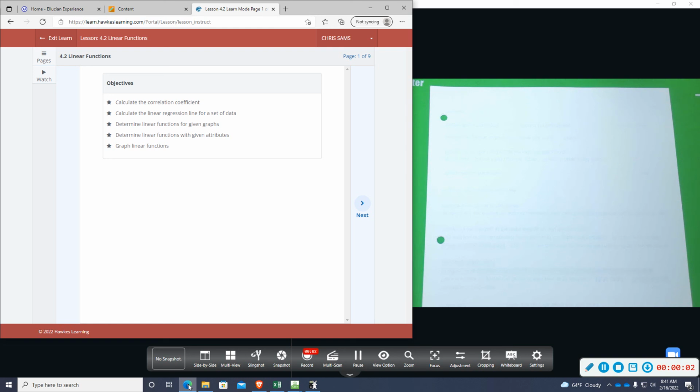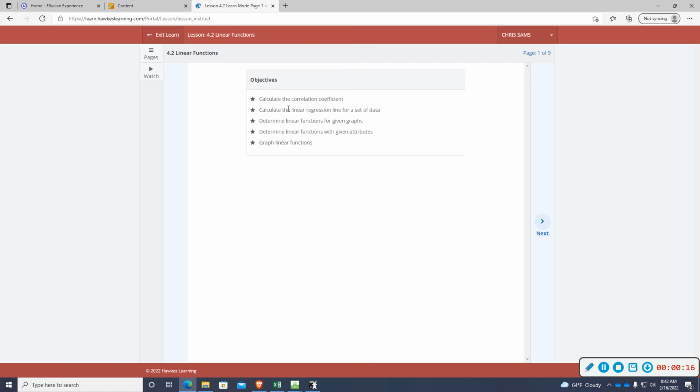All right, this is section 4.2. We're going to go through the learn and do an overview. The objectives here: we're going to calculate the correlation coefficient, calculate the linear regression line for a set of data, determine linear functions for given graphs, determine linear functions when given attributes, and then graph linear functions.